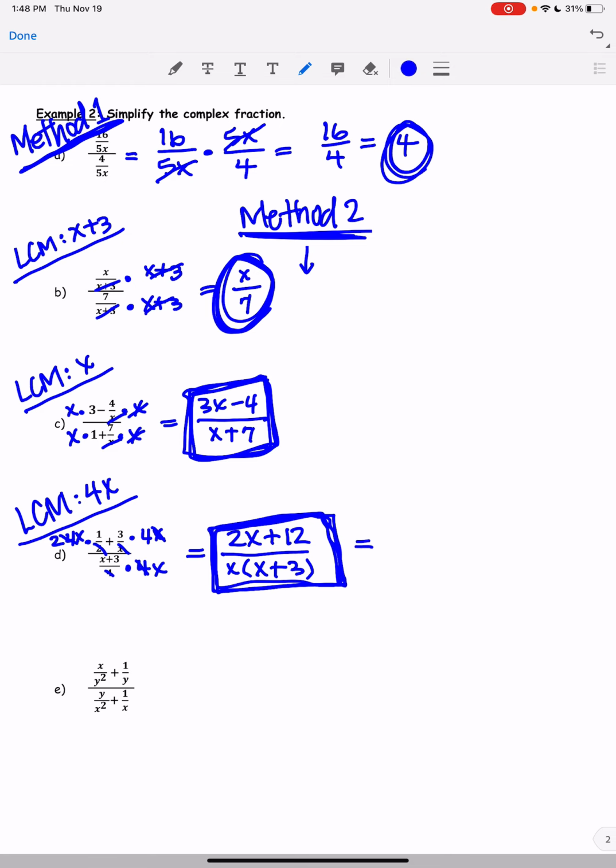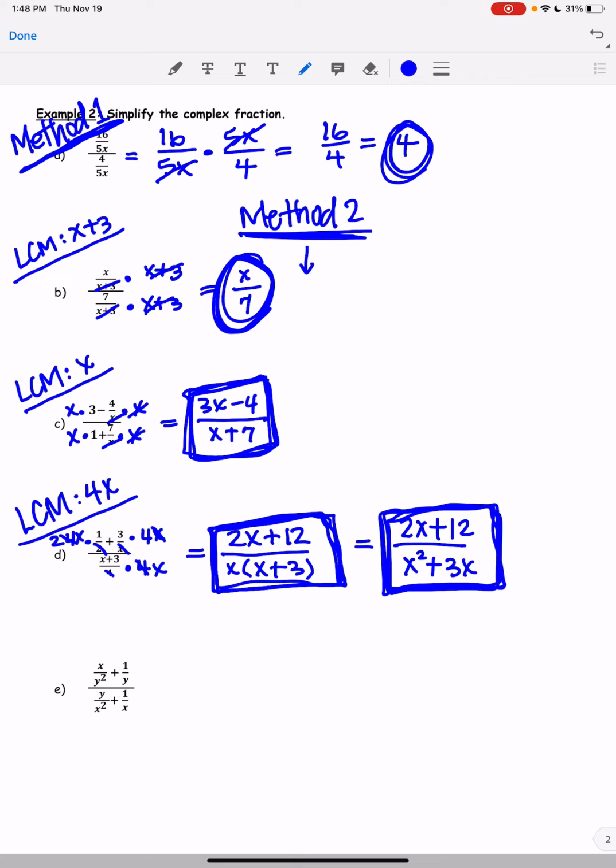But if you wanted to multiply that x out, that would be 2x plus 12 all over x squared plus 3x. So those are equivalent. I'm pretty sure my math lab will take the first answer. And like I said, a lot of times it's actually easier to leave it in that form.